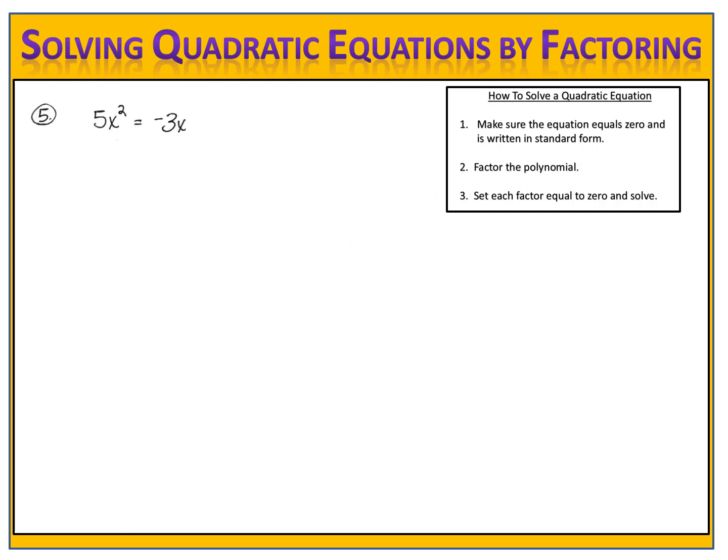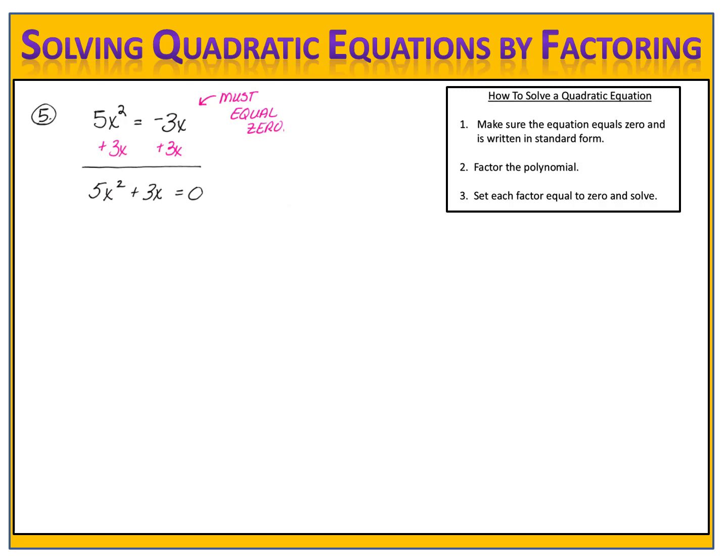Let's look at another quadratic equation. This one looks a little bit different. 5x squared equals negative 3x. We follow the same process. We know that the equation must equal 0. We want the x squared to be positive, and 5x squared is positive exactly where it is. So my first step will be to add 3x to both sides and to write the polynomial in standard form.